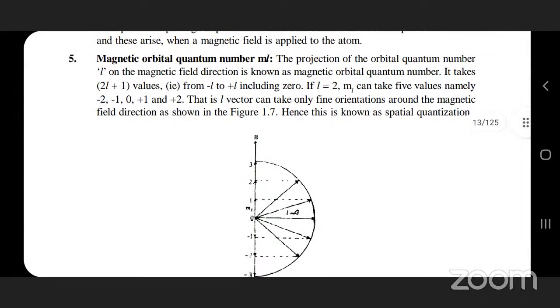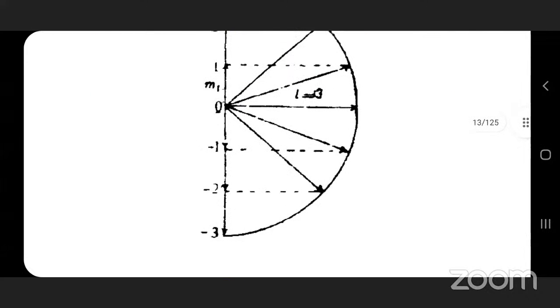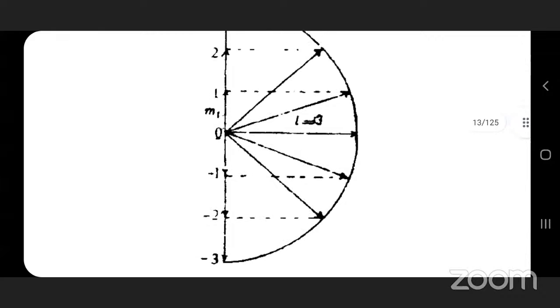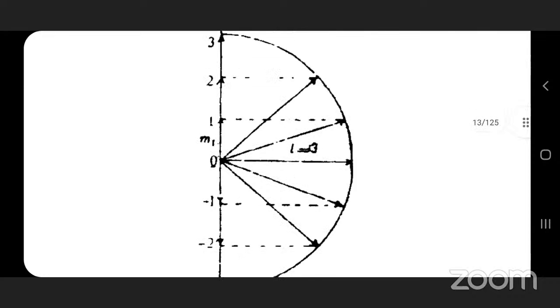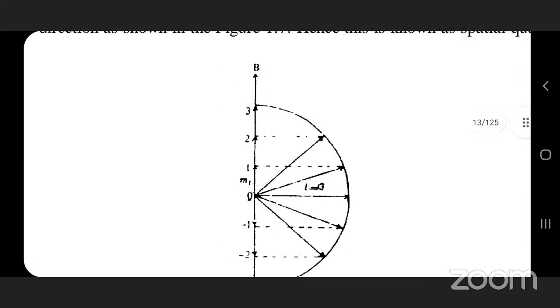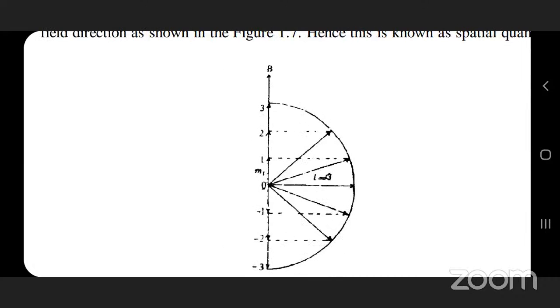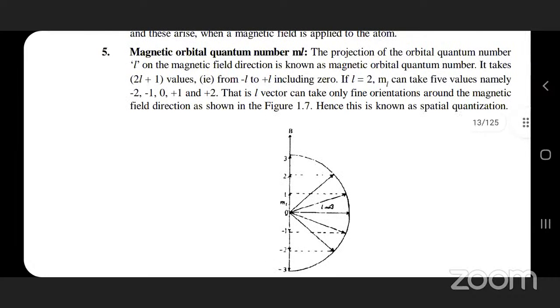Here the L vector can take fine orientations around the magnetic field, in the direction already shown in this figure. You can easily observe that. So if L equals 3, how are the ML values to be considered? From 0 to minus 1, minus 2, minus 3 downwards, and the upper direction is 1, 2, 3. So if L equals 3, the ML values are minus 3, minus 2, minus 1, 0, 1, 2, 3. The magnetic field is in the upward direction. This is known as spatial quantization.